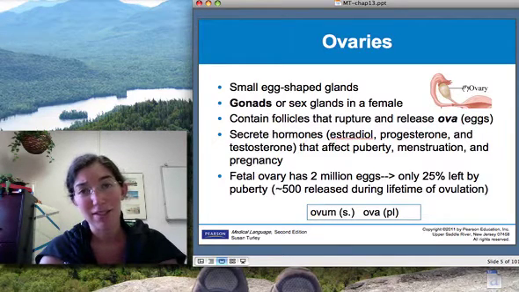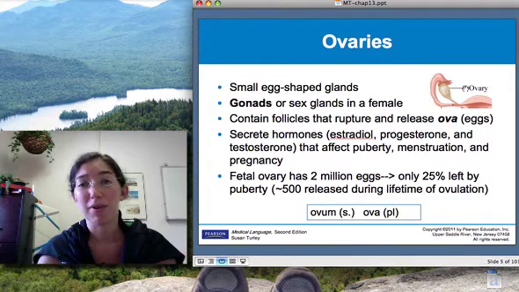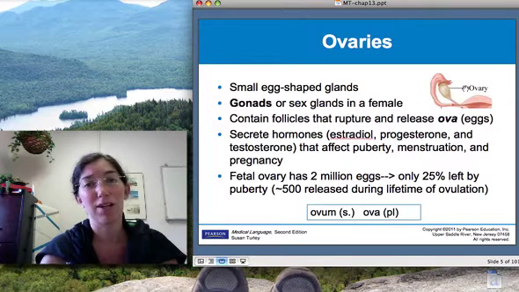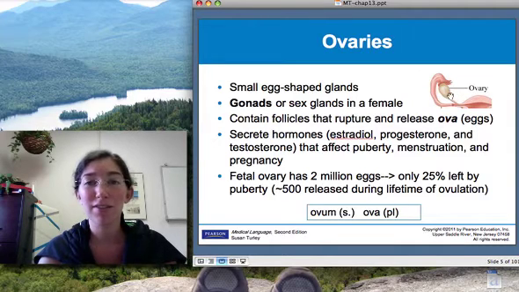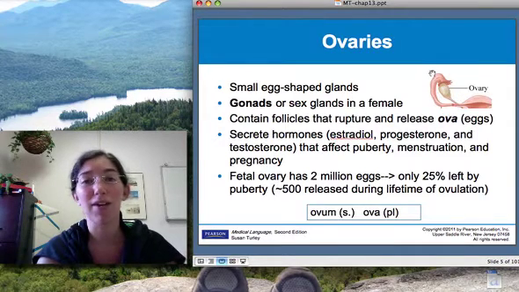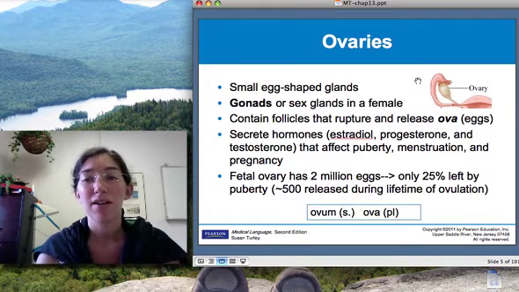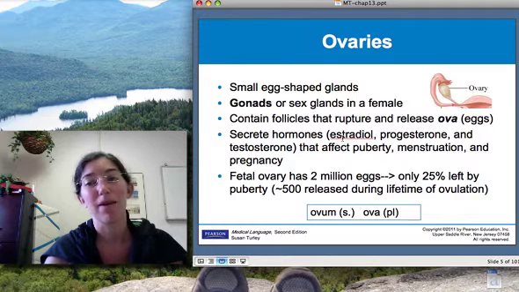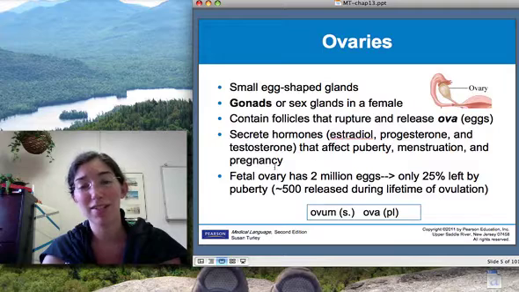Also, like the testes in males, remember the testes are part of the reproductive system, but they're also part of the endocrine system because they secrete hormones. They secrete testosterone. Ovaries, same story. Also, they are part of the reproductive system. They are the gonad, the female gonad, but they are also part of the endocrine system because they release several hormones, actually, testosterone actually being one of them, in a much smaller amount than the testes.